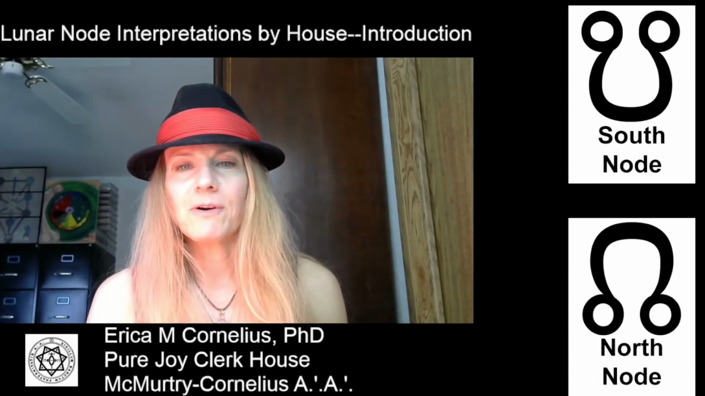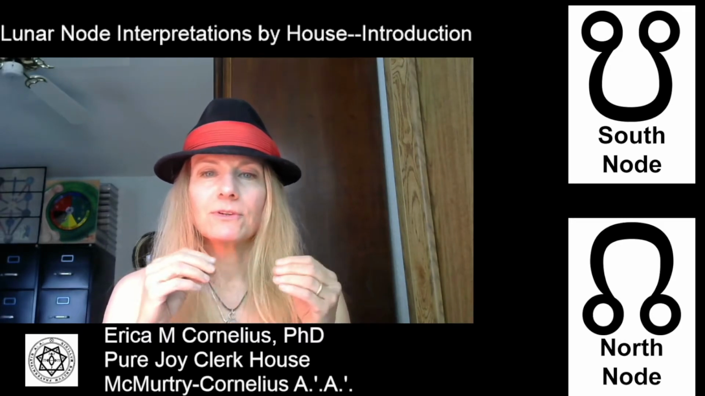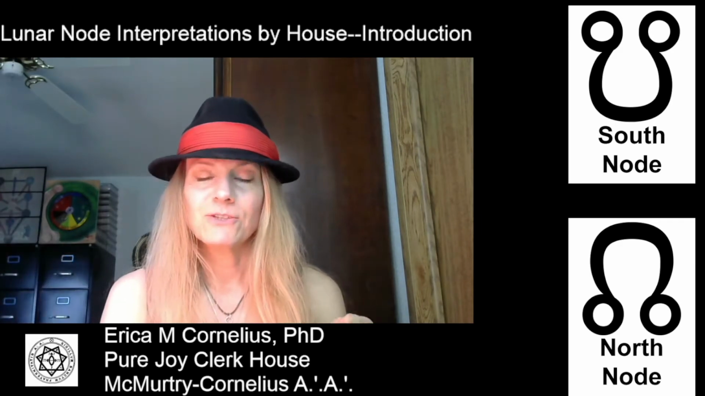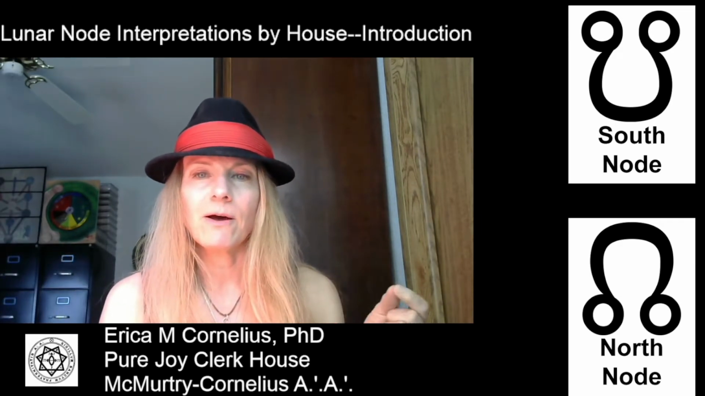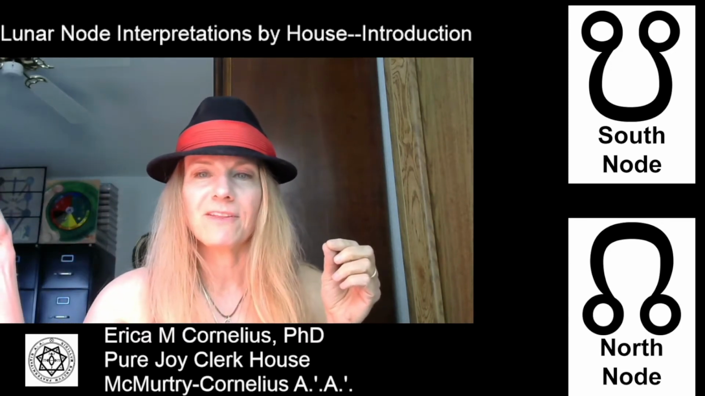In this video, I'm going to do a very brief interpretation of the lunar axis, or axis of your lunar nodes, by house. So basically, if you know that your south node is in a certain house, then your north node is always going to be polar opposite of that.